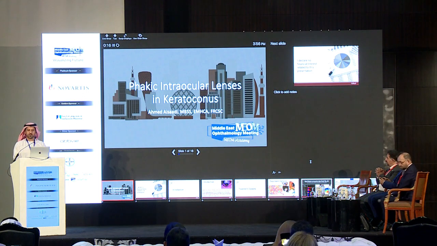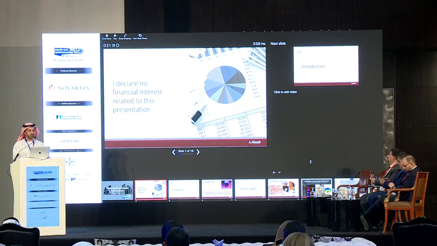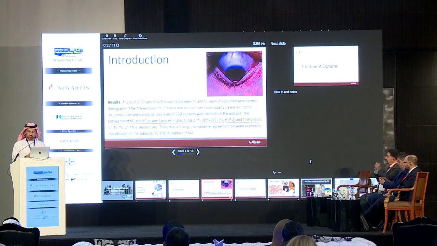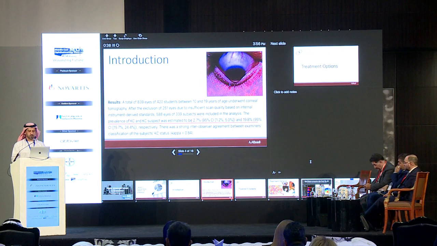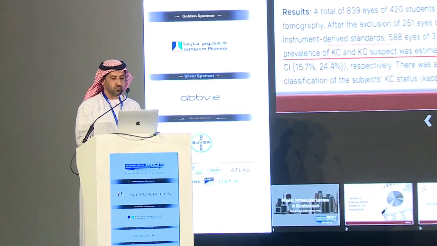So I will be speaking about the phakic intraocular lenses in keratoconus, and I declare no financial interest related to this talk. Keratoconus is much commoner than what we think. A study conducted by the Cleveland Abu Dhabi group showed that the prevalence of keratoconus in school boys and girls is about 2.7%, and the forme fruste keratoconus or suspected keratoconus is close to 20%. So this is really a huge number, and as mentioned earlier, it's very important to look at this.